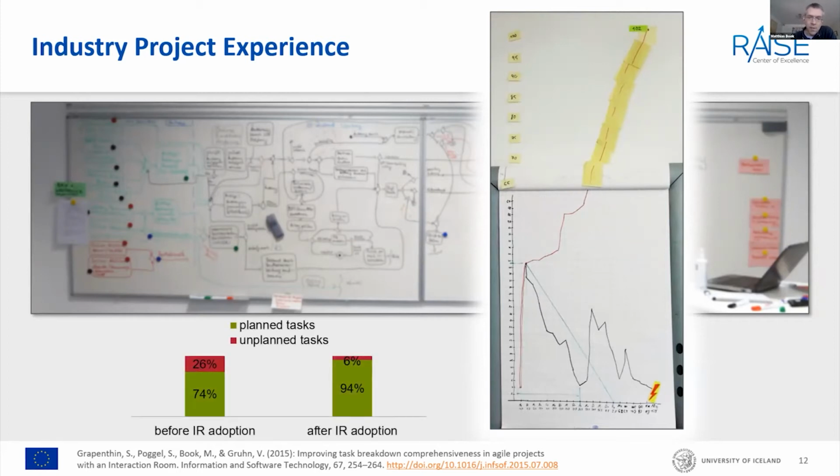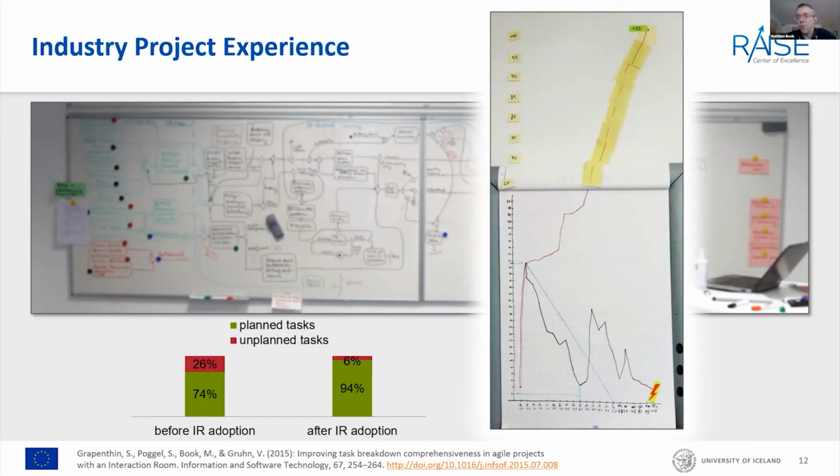And after introducing the interaction room method to this team, their percentage of unplanned tasks dropped from a quarter of everything they were doing in the project to 6% of what they were doing. I mean, this doesn't sound like a lot, but if a quarter of your work is something that you figure out day by day and it hits you as a surprise rather than something that you plan in advance, that doesn't sound like a very efficient way of going about things. So that really worked out in this particular project.